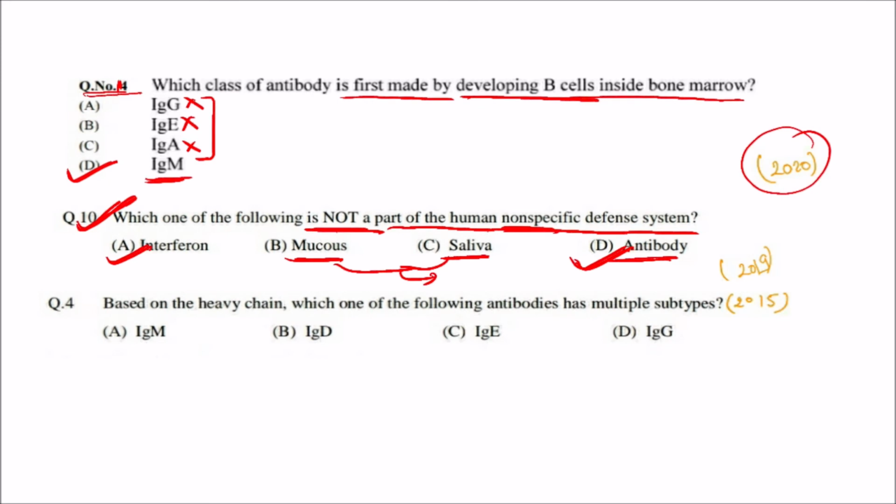Next question, which was from 2019. Based on the heavy chain, which of the following antibodies have multiple subtypes? I discussed it earlier also. So here the correct option is IgG, although IgA could be the correct answer, but IgA is not given in the options.